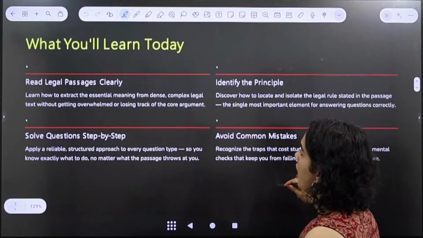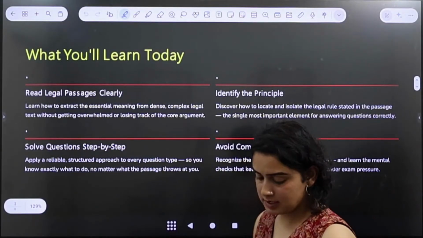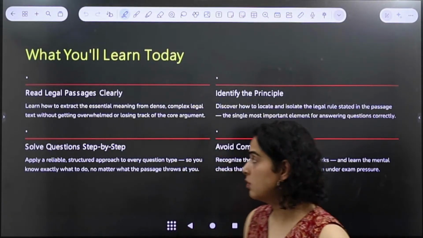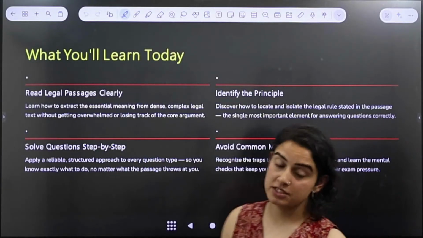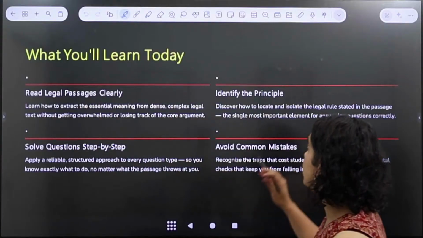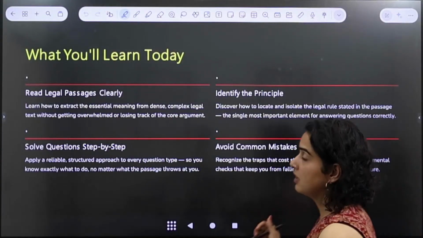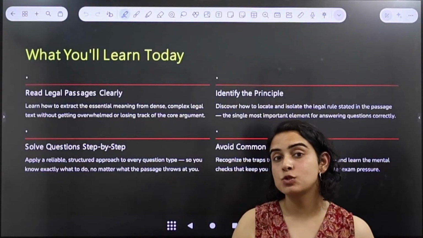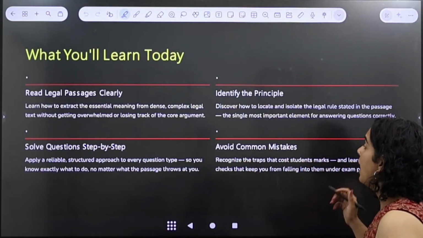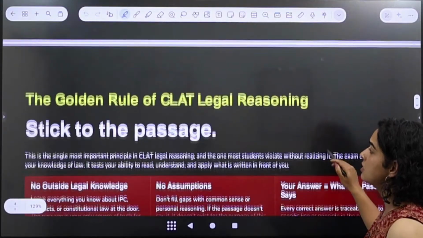So what are you going to understand in today's session? So first of all, we'll understand how do you read the passages carefully, right? And then we'll learn how can you identify the different legal principles that are there. Thirdly, you have to solve the question step by step, and what all different common mistakes you can avoid.